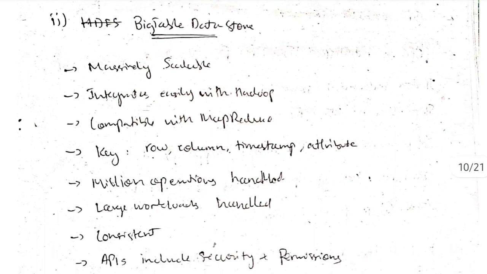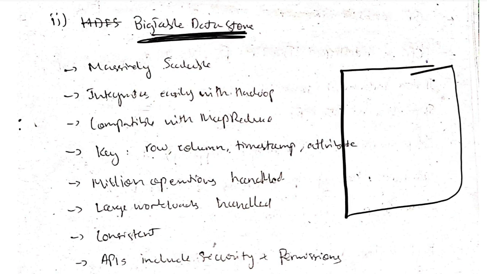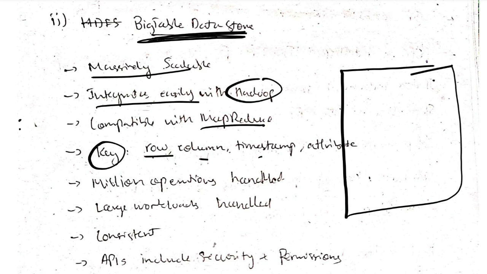Next is the big data, a big table data store. Big table data store is storing the big data. What are its characteristics? Massively scalable, integrates easily with Hadoop. It is compatible with MapReduce, and the keys are row, column, timestamp, and attribute.